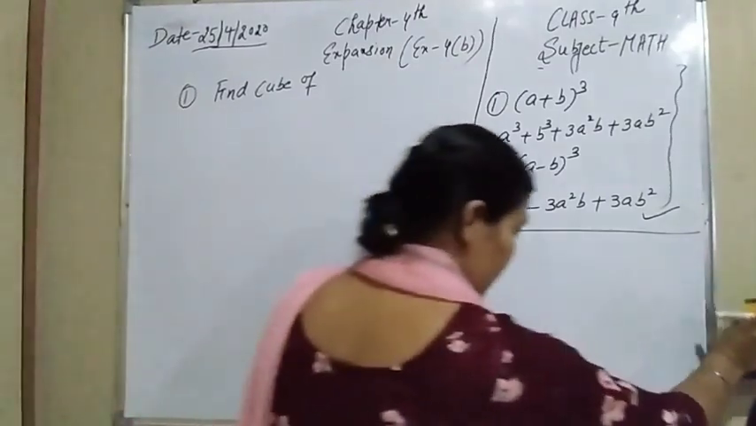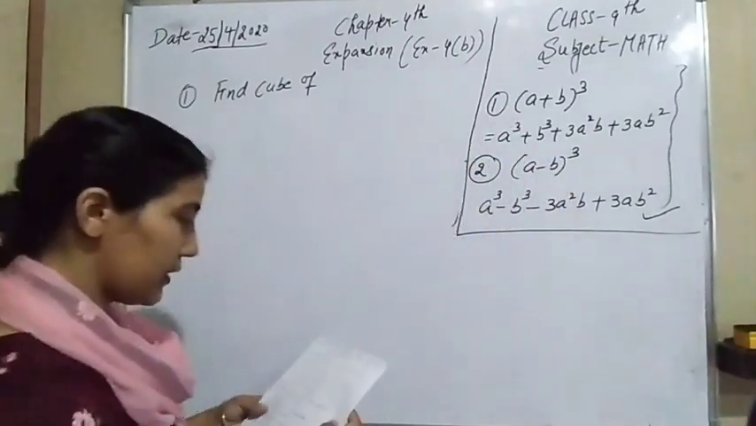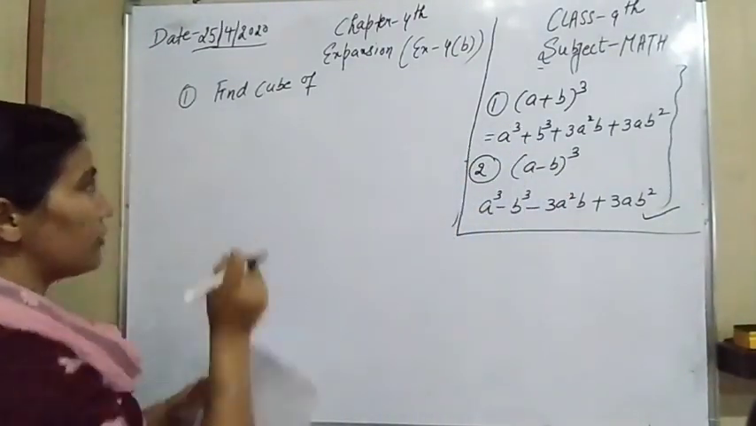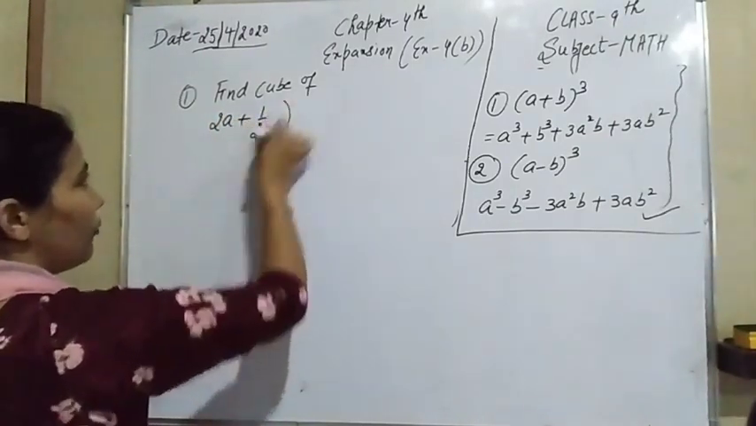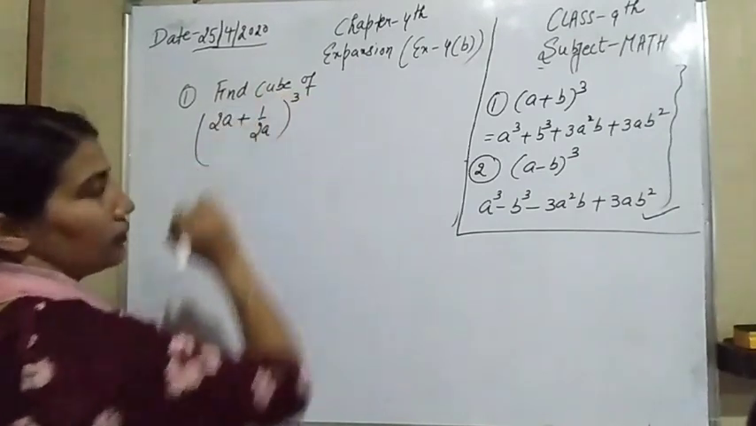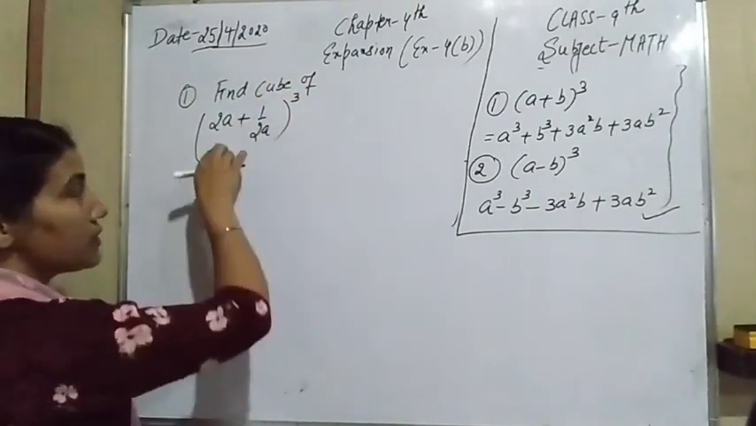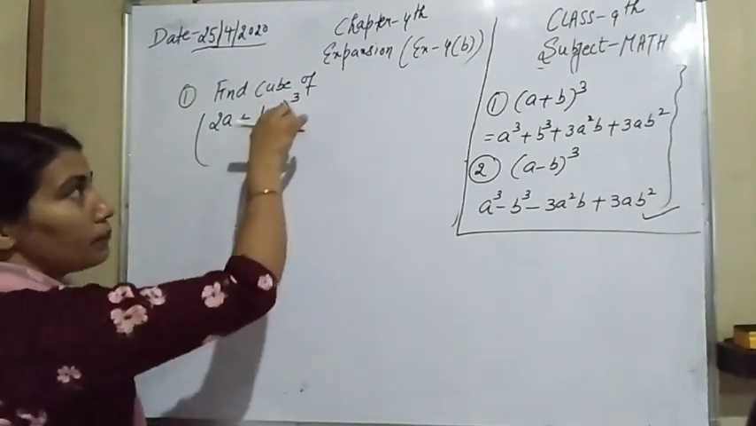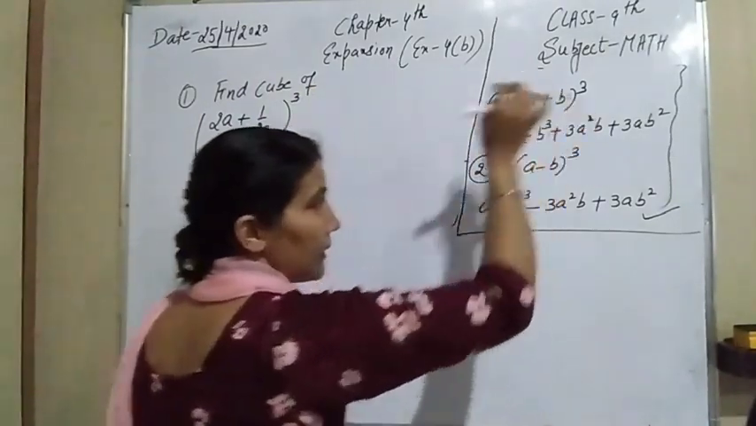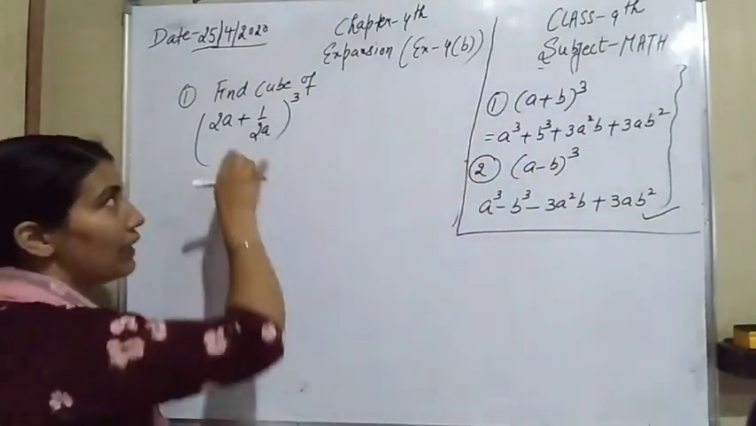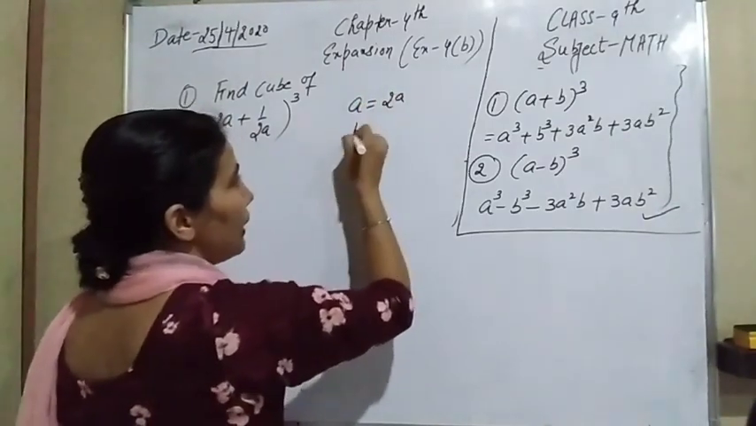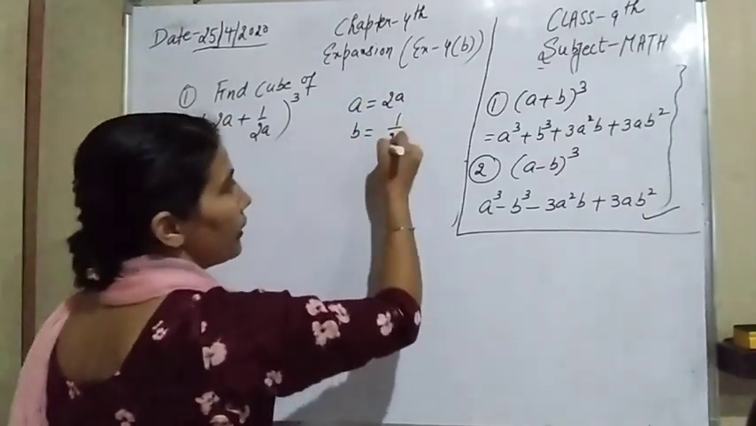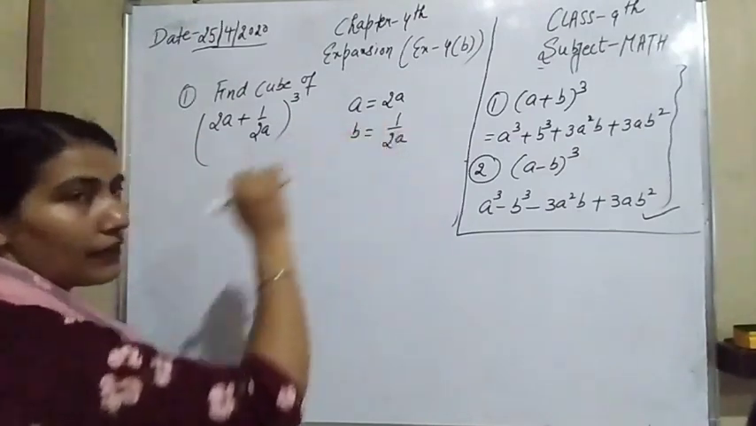Now the next statement is we have to find the cube of, let us suppose, 2a plus 1 over 2a, and we have to find its cube. Now which identity is to be used in this question? (a plus b) cube, that means the first identity, (a plus b) whole cube. The value of a is 2a and the value of b is 1 over 2a. Clear? Now put the values in the first identity.